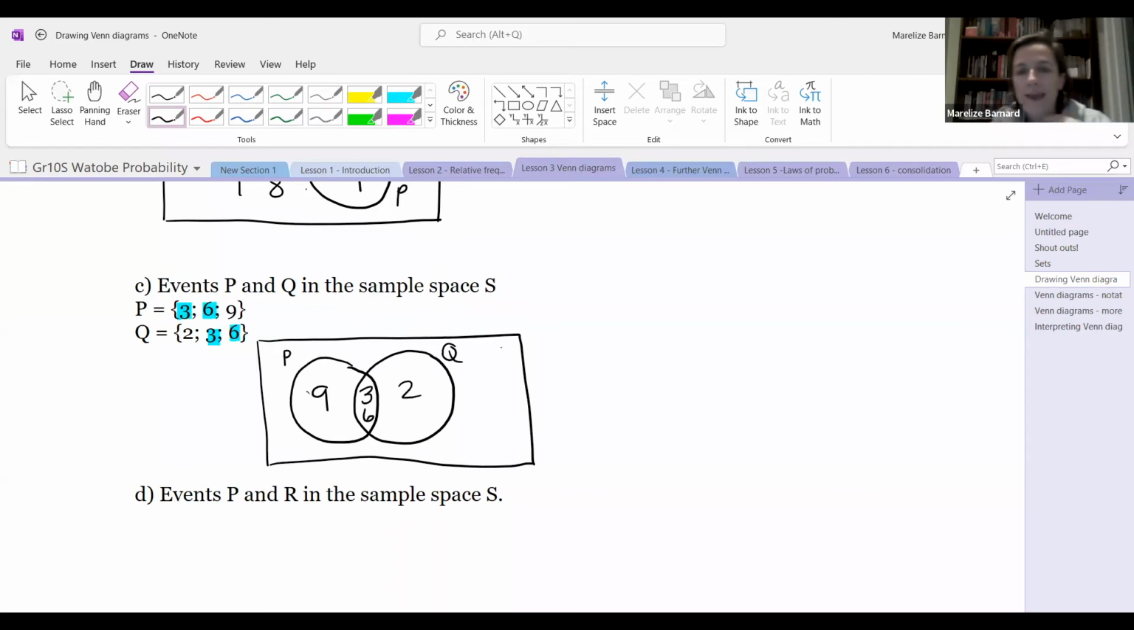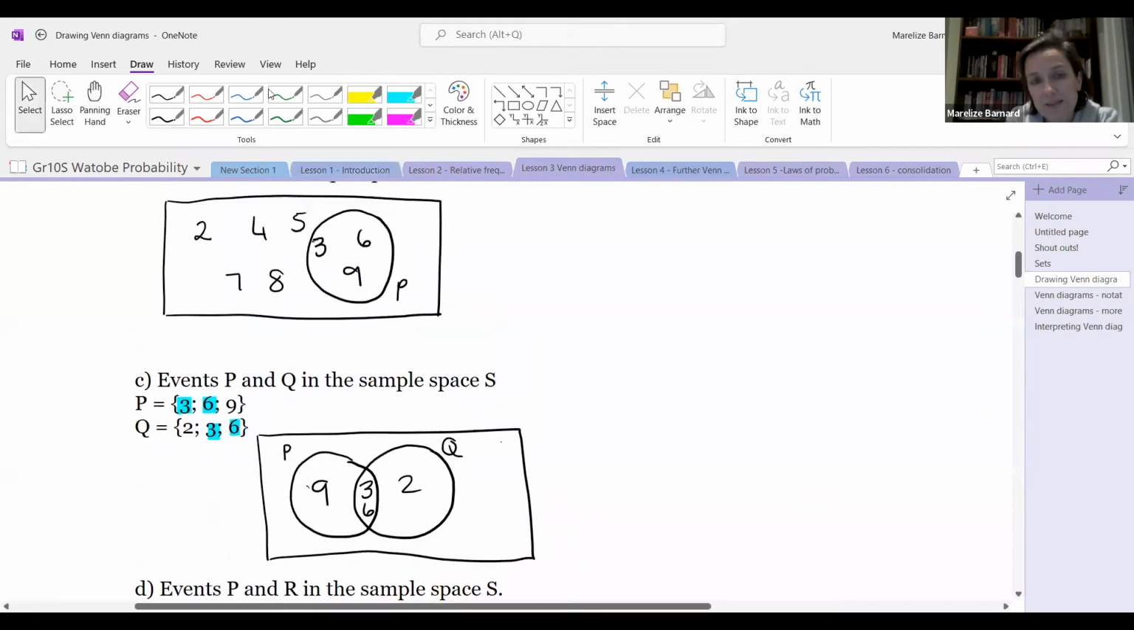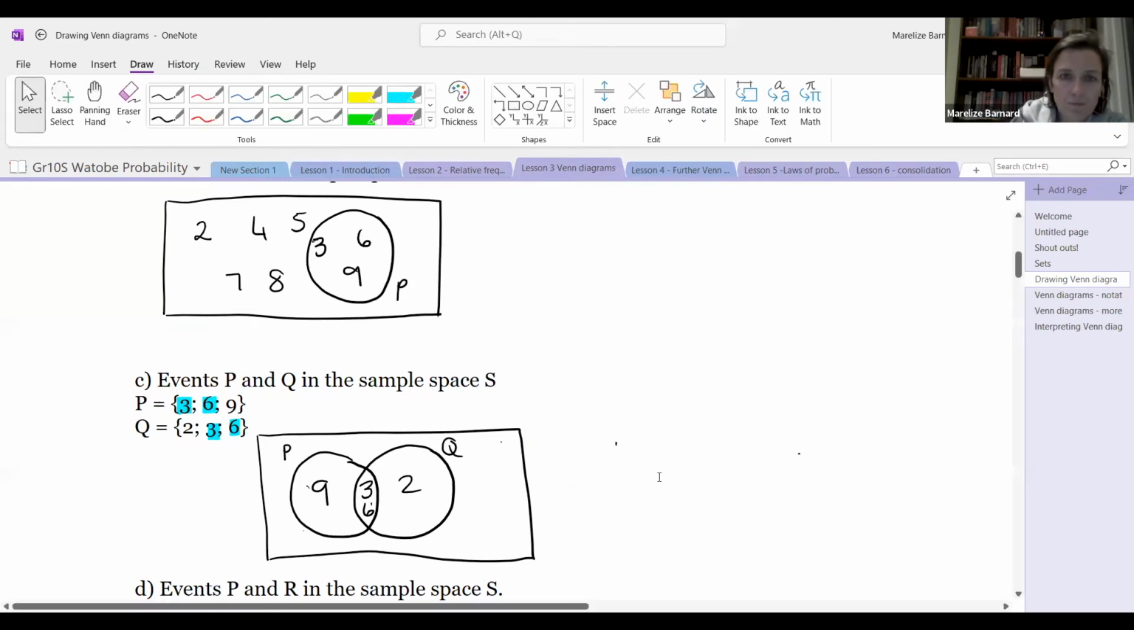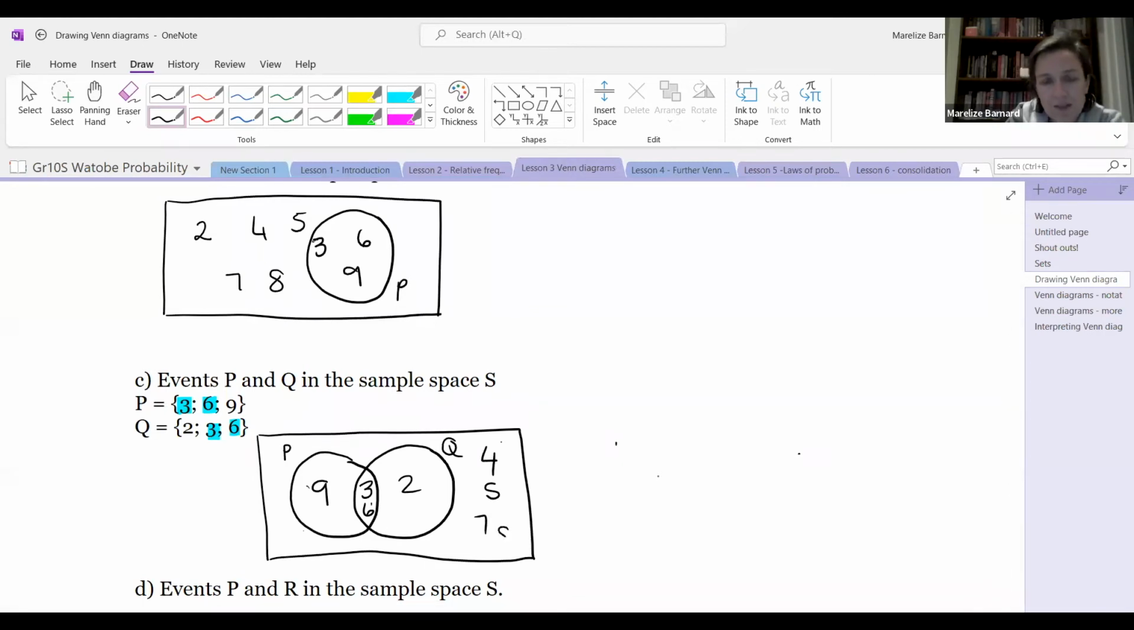Remember to give it a name. And then we still have all the other numbers in the sample space left as well. So we do include them, but we just write them outside of the circles because they don't form part of P or of Q. So 2, 3, 4, 5, 6, 7, and 8.